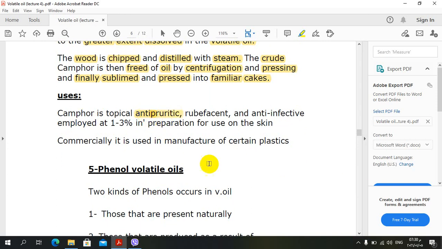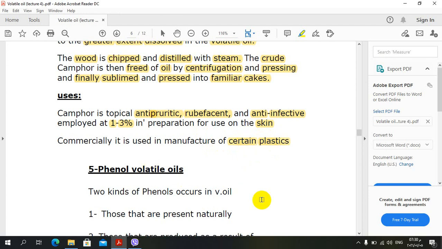Now the uses. Camphor is a topical anti-pruritic, rubefacient, meaning it reddens the skin, and anti-infective employed at 1 to 3% in preparation for use on the skin. Commercially it is used in manufacture of certain plastics.